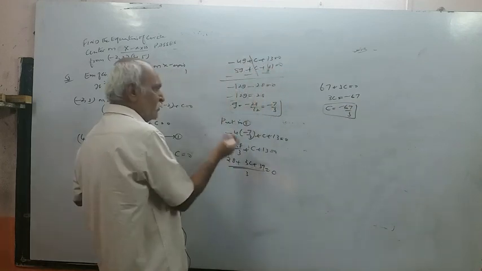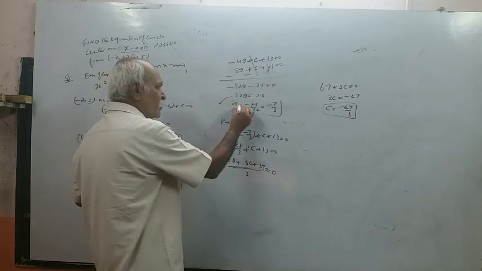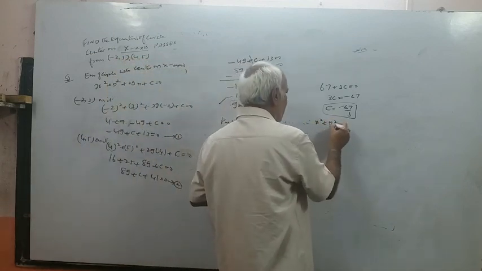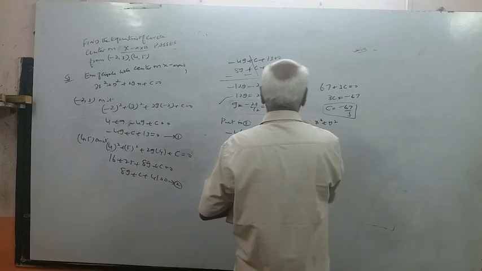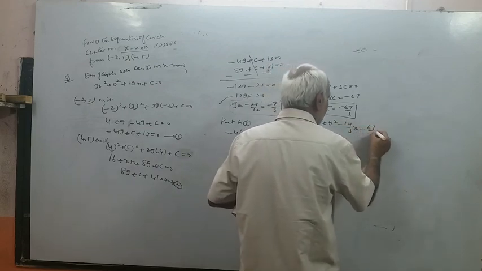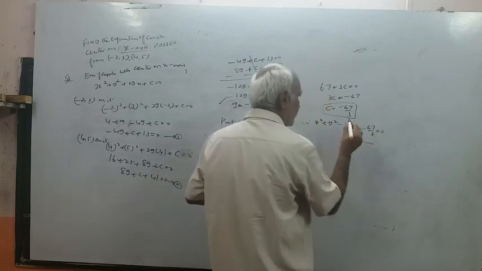You got it? See, only two values are required, sir. g value we got, c value we got. Therefore, the circle is x square plus y square plus 2gx, 2gx means minus 14 by 3 x, minus 67 by 3 is equal to 0.